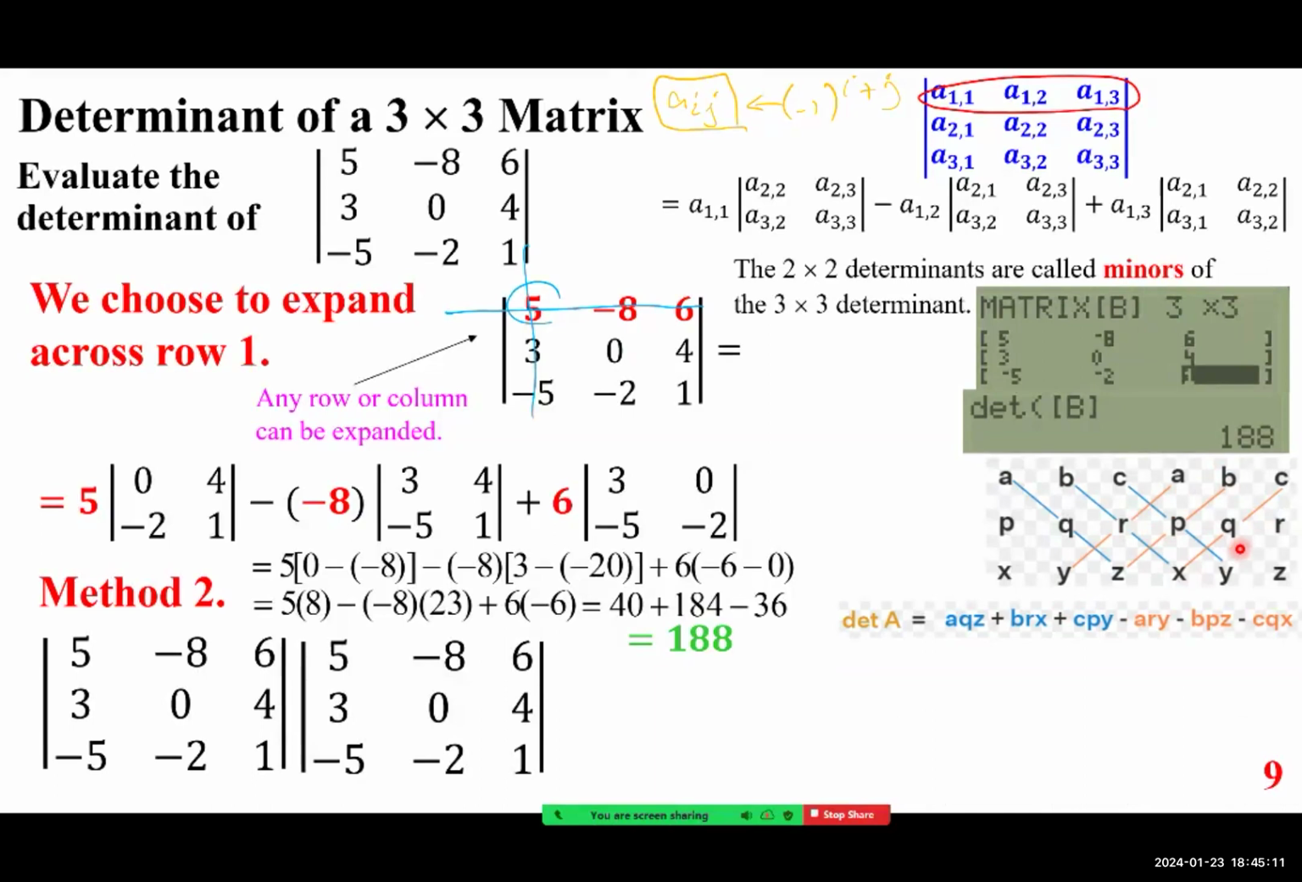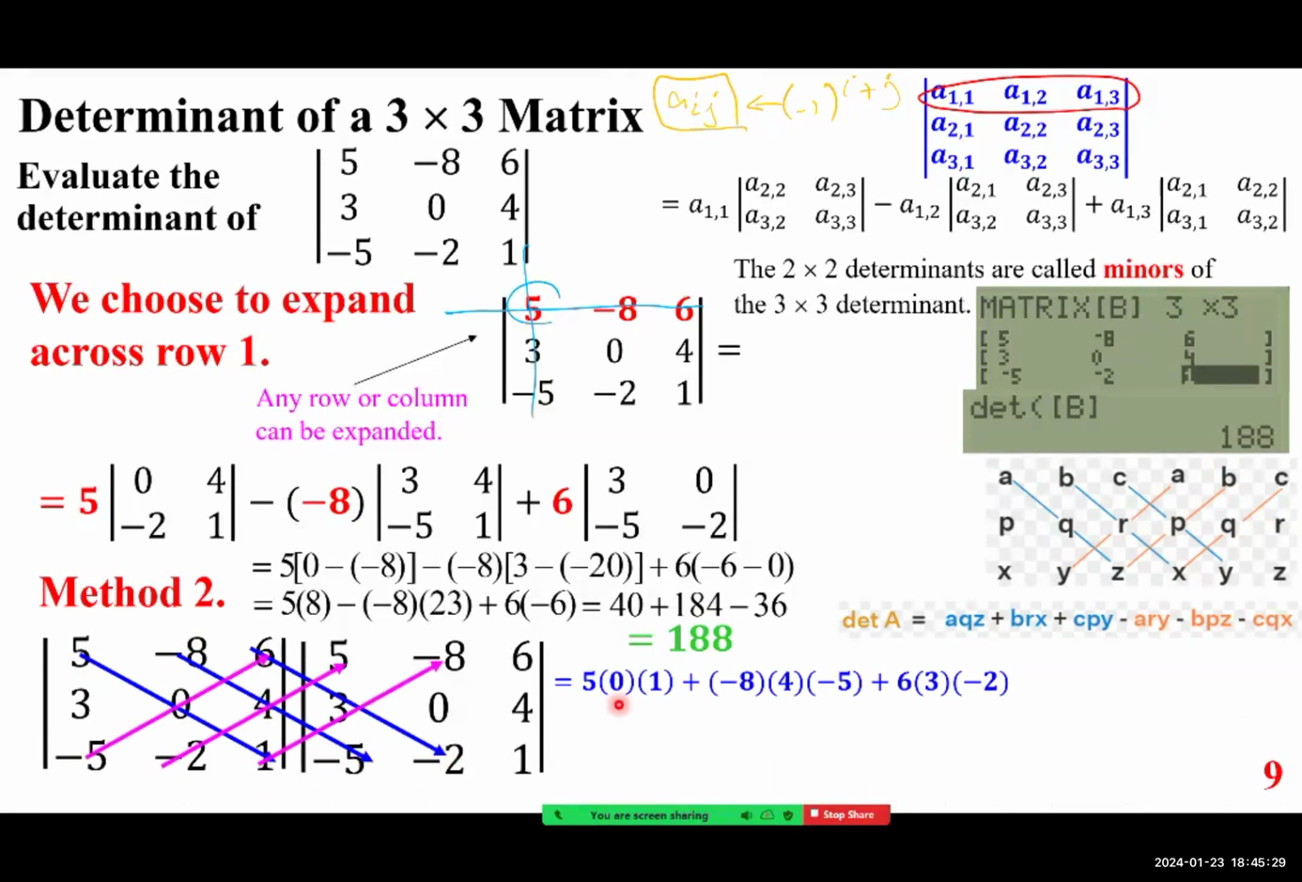So how do we do that? I'm going to use different colors. So I'm going to go diagonally. So 5 times 0 times 1 plus -8 times 4 times -5 plus 6 times 3 times -2. Now I'm going to subtract from this the sum of these three. So minus, and I'm going to put in brackets, 5 times 0 times 6 plus -2 times 4 times 5 plus 1 times 3 times -8.